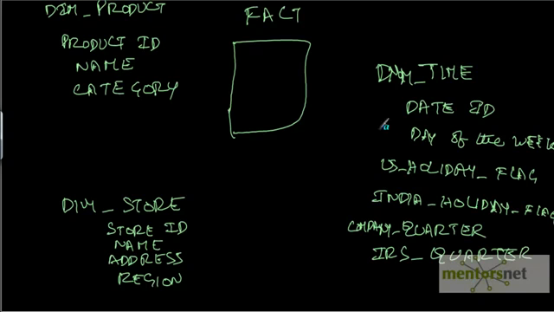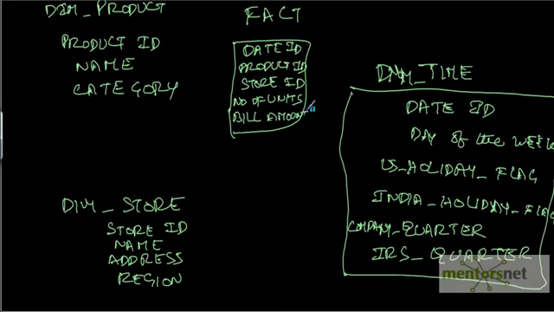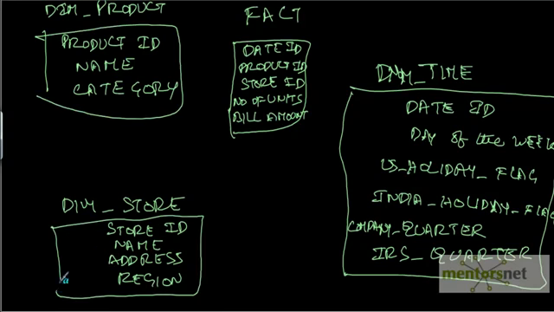So once we have this, we simply save the foreign keys in the fact table, the date ID and the product ID and store ID, and here finally we can have the number of units sold and bill amount. So if we have a star schema like this, all the dimensions are joined to the fact using their primary keys. All the dimension tables' primary keys will go as foreign keys into the fact table, and the fact table will contain some measures like number of units sold and the bill amount, etc.